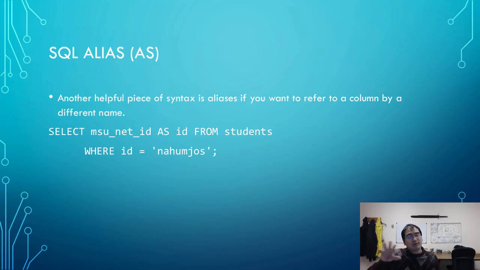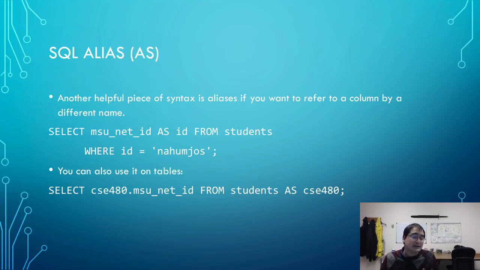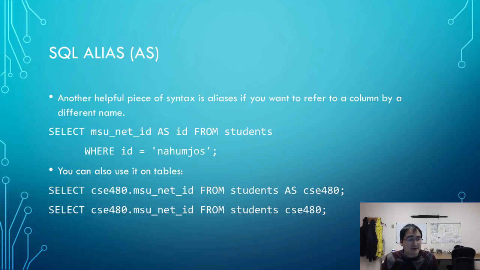So this is a way to come up with little shortcuts, little aliases for complicated names, names that are really long to write. Or if you have multiple columns that sound very similar, it's often useful to use an alias to make the names a lot less ambiguous. And you can also use aliases on tables. For instance, I can say select CSE480.MSUNetID from students as CSE480. So I'm saying the table is actually called students, but in this query, instead of calling it students, I'm going to be calling it CSE480, and I can use that CSE480 in other parts of the clause.